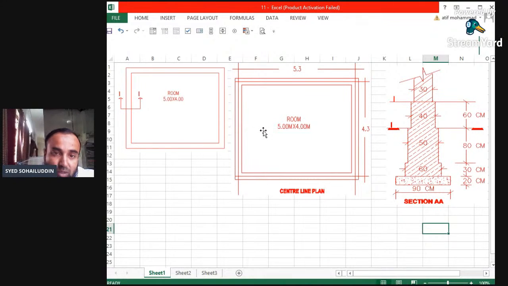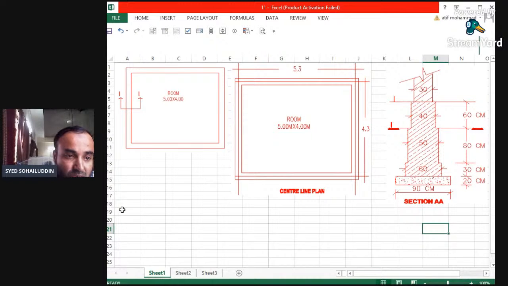That means how do we find the center to center distance? The simple way: for this long wall, on the left side there will be 30 centimeters and on the right side 30 centimeters, whereas for the short wall, upside there will be 30 centimeters and downside 30 centimeters. So what will be the center to center distance? 5 meters inner to inner dimension plus 0.15, half the wall thickness for the left side, and half the wall thickness for the right side.